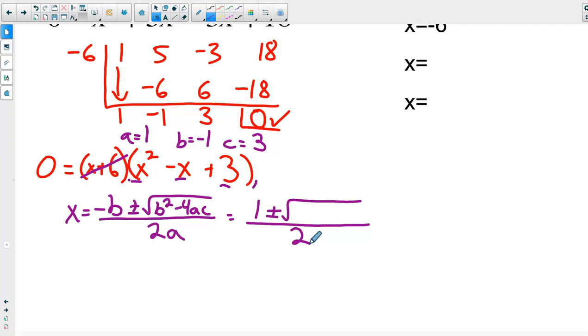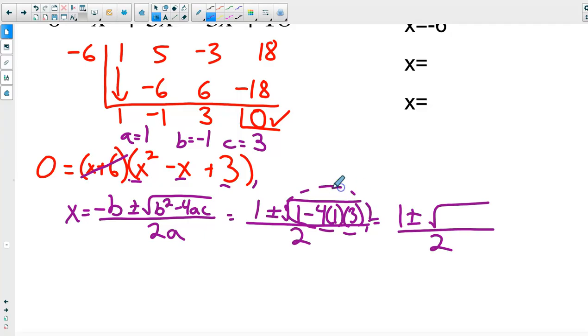No calculators. What is negative 1 squared? 1, okay? Honestly, if you plug that in your calculator, you actually have a chance of getting that wrong. So we got 1 minus 4 times 1 times 3. What's 4 times 1 times 3? 12, and then when I combine with the 1, it does give me negative 11.